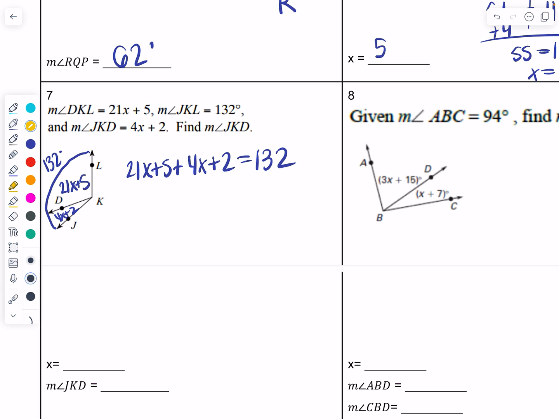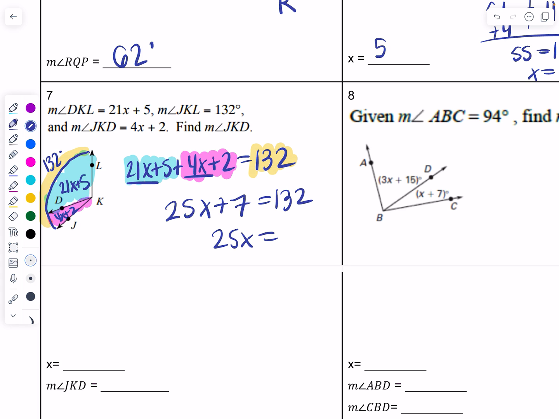And so if you wanted to color code that, this big one would be the yellow one. We've got our pink one and then our blue one. So we're just creating that expression. Pink and blue add up to yellow. And so now we're going to combine our like terms. That would be 25x plus 7 equals 132. So when you subtract 7 from both sides, you're going to get 25x equals 125. And then whenever you divide by 25 on both sides, that is going to be 5.